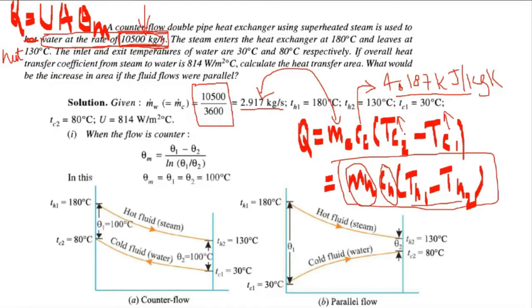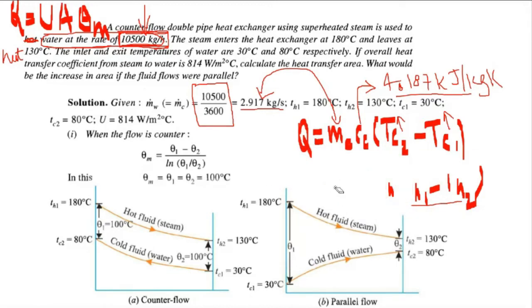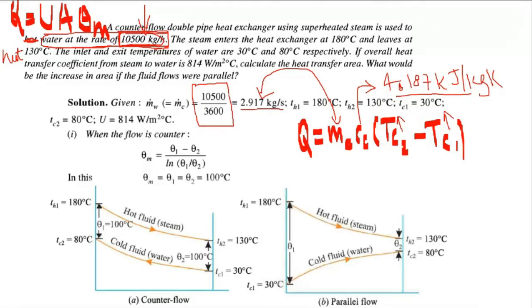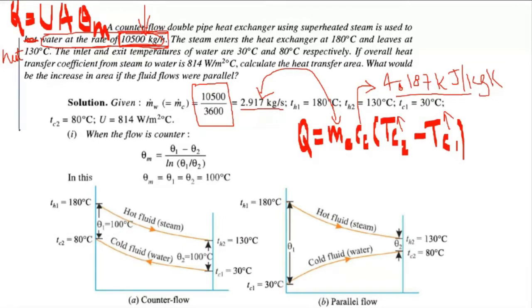So can we find the rate of heat transfer using this relation? Yes, we can. Once we find the rate of heat transfer, we have one more relation for heat transfer: Q is equal to UA multiplied by theta m. If you go for that relation, see what we are getting. Have we determined the Q value using this relation? Yes, using mc delta T.